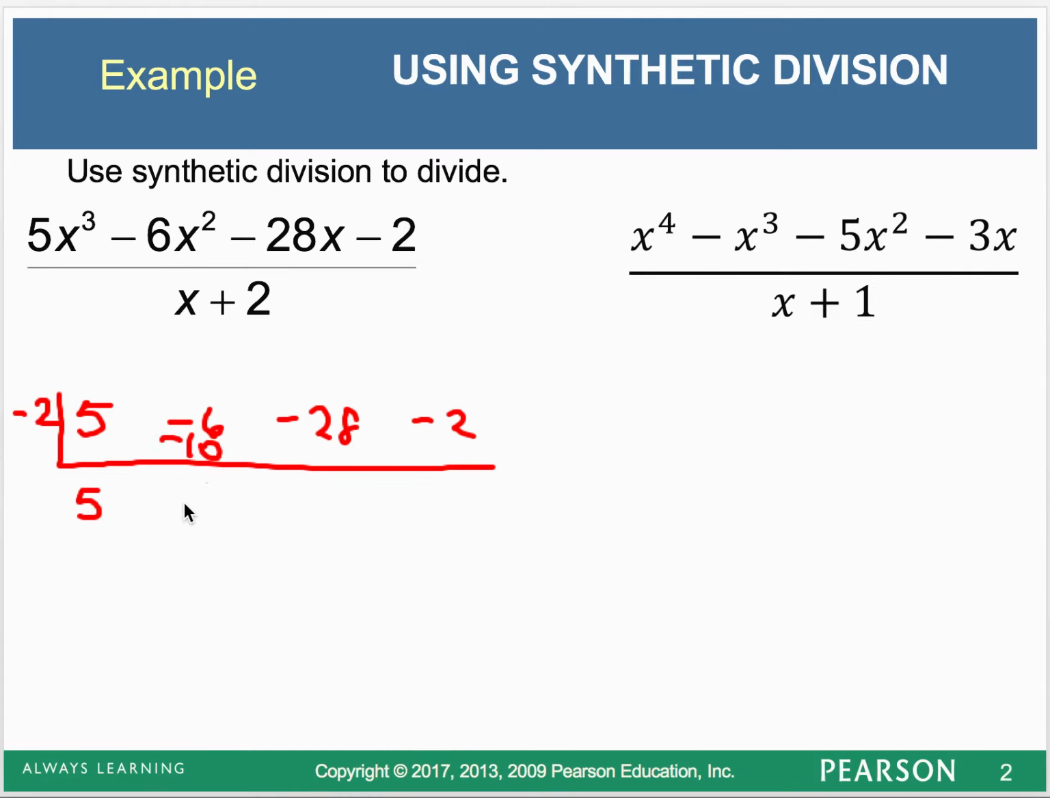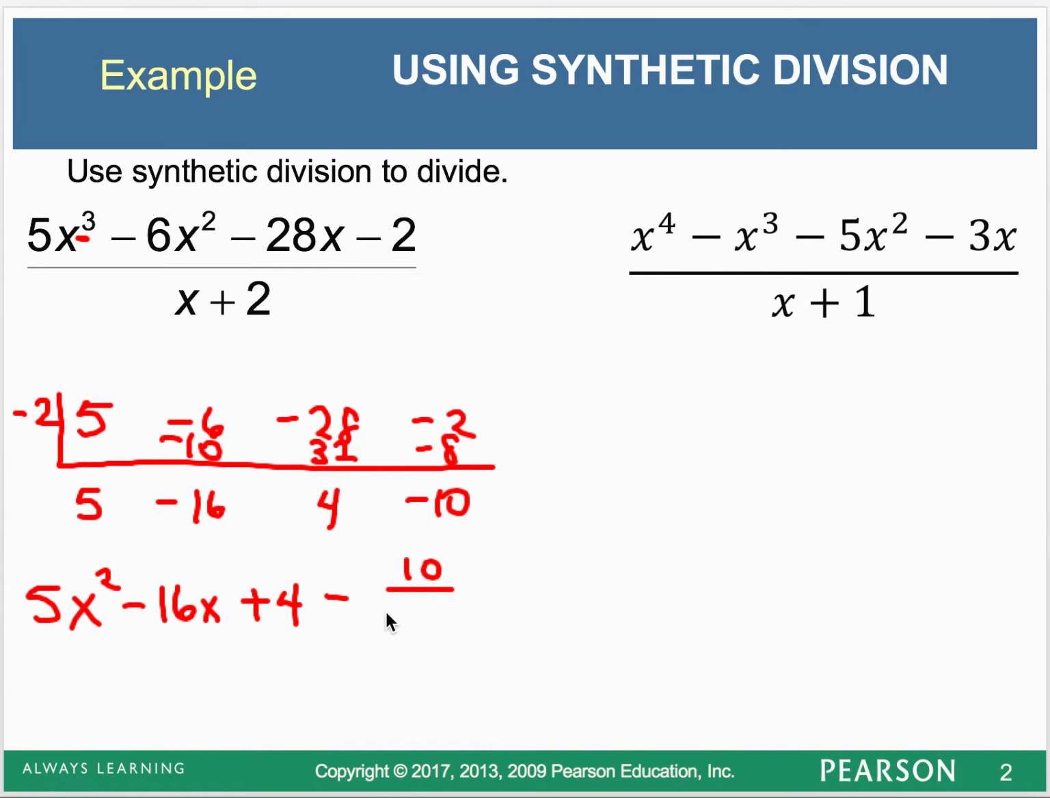So -2 times 5 is -10. Adding, I get negative 16. Negative 2 times negative 16 is positive 32. Adding, I get 4. Negative 2 times 4 is negative 8. Adding these two, I get negative 10. Now, because this started out being a cube, my answer is going to be a square. So it's 5x squared minus 16x plus 4. And don't forget this last column always represents our remainder, so I've got minus 10 over x plus 2.